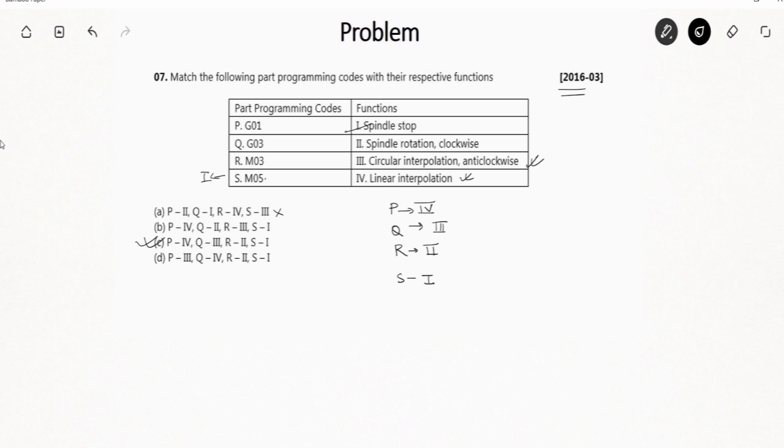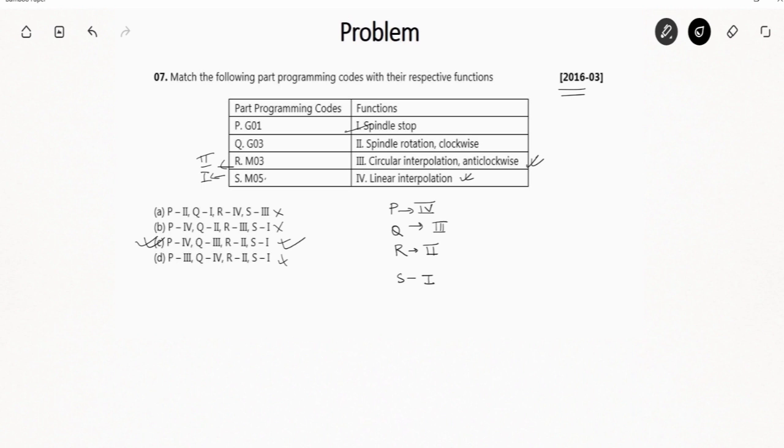Now let's say I know about M codes only. I have forgotten G codes. So M03, what is M03? M03 is spindle rotation clockwise. So R is 2. If you look at the options again, this will again get eliminated. So this might be a possibility and this might be a possibility. If you know any one of them, G01 or G02, G03, the question will automatically get solved. So see, G01 is linear interpolation, so this will also get eliminated and this is the right answer.